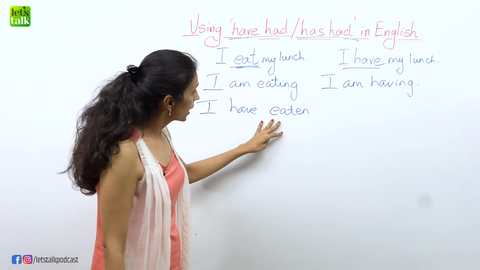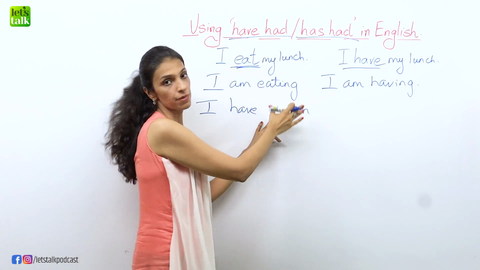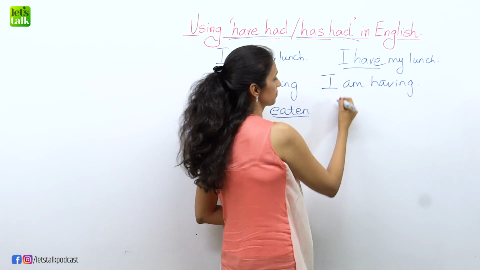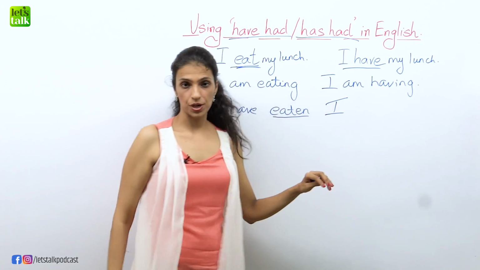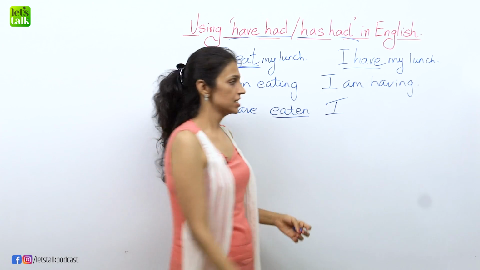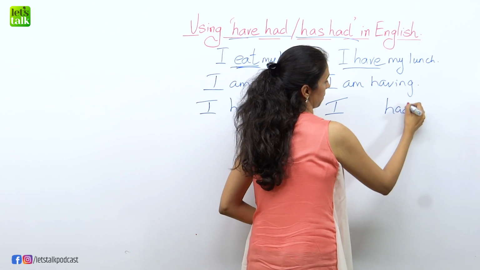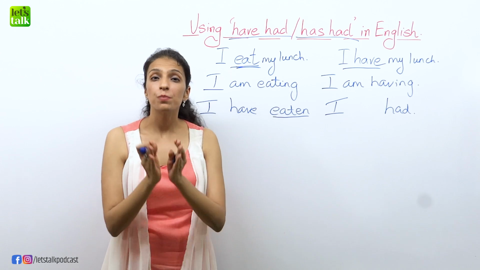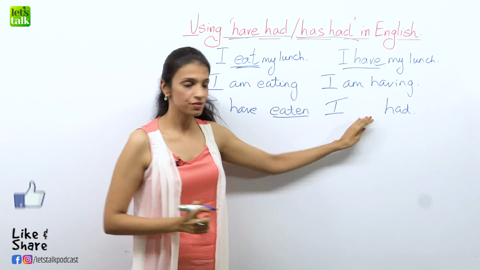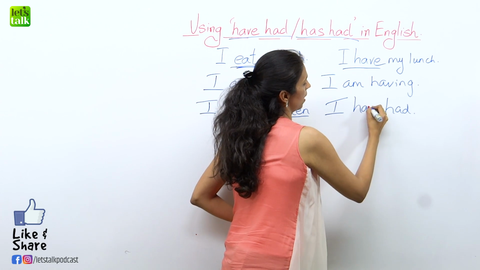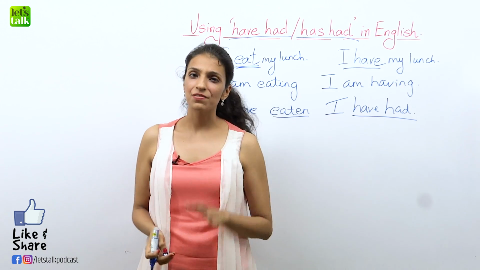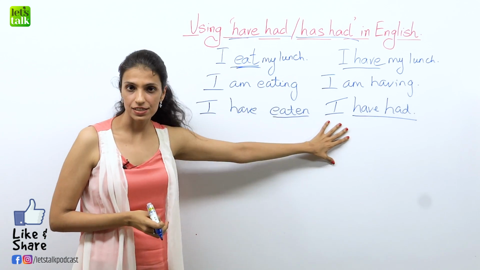Now the same way I put this verb in the past participle, I'm going to do exactly the same thing here. The third form of have is had. So you say had, right? Now to make it a present perfect tense, you always use have. And this is where I get my have had. So have had is nothing but the present perfect tense, okay?